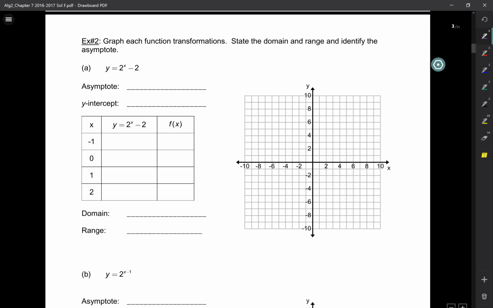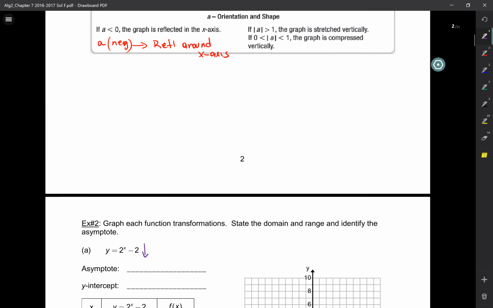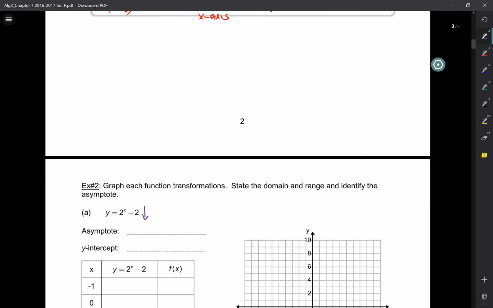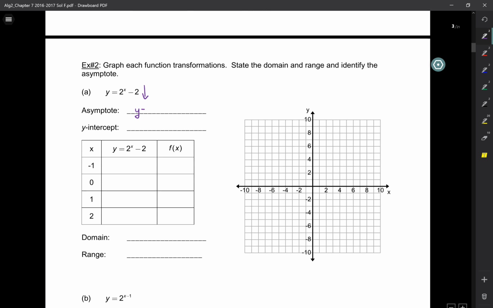All right, now here I have 2 to the x minus 2. What does that minus 2 do? Where does it move the graph? Up, down, right, left? It will move it right or left if it's next to the x, but now this is outside of the x. So if it's like this, it'll move it horizontally. Okay. So this is going to move the graph down. It'll move everything down, including the asymptote. So if everything moves down 2 spaces, where is the asymptote now? At y equals -2. Okay?